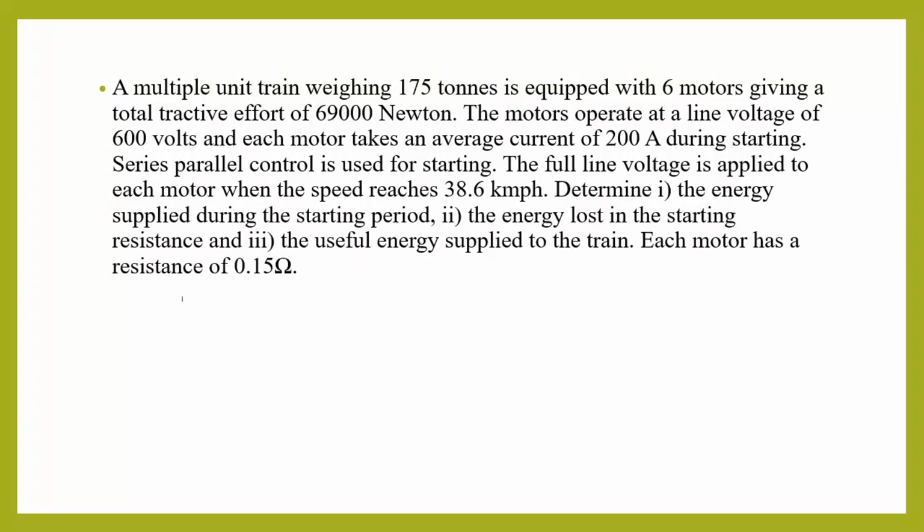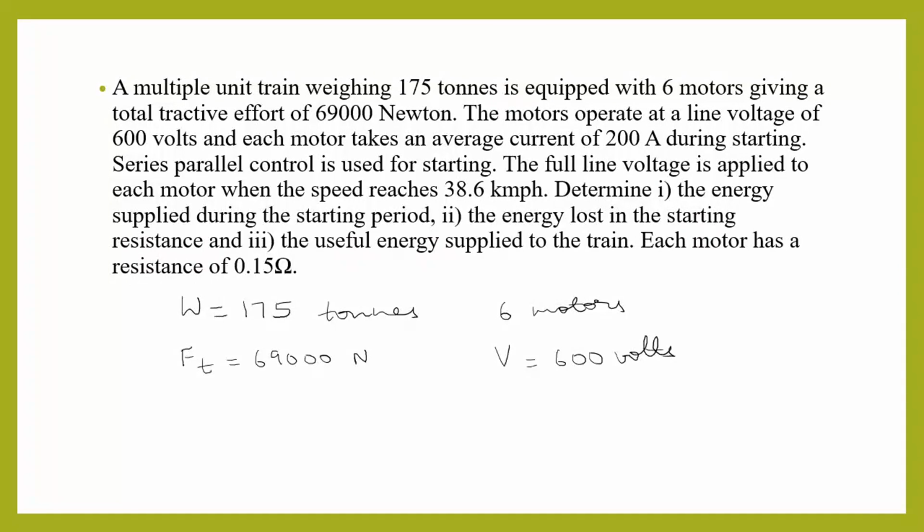So we have W equal to 175 tons, and we have 6 motors. The total tractive effort Ft is 69,000 newtons, and the voltage is 600 volts. The current drawn per motor is 200 amperes, and the maximum speed Vm is 38.6 km per hour, and the motor resistance is 0.15 ohms.